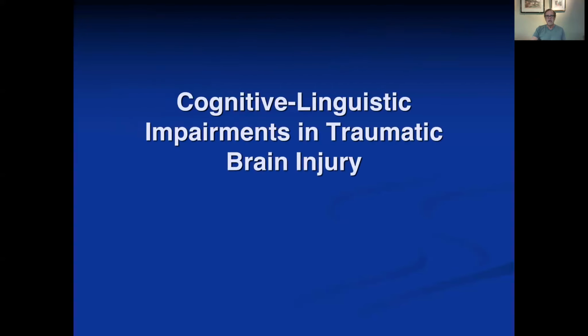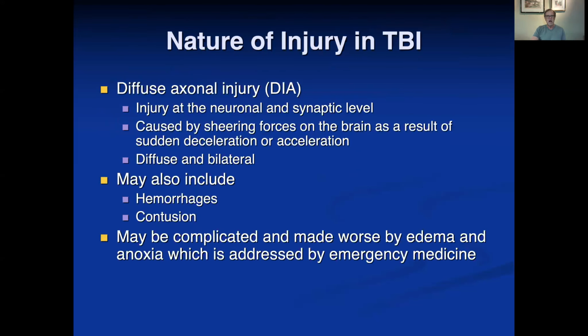All right. Now, last category, cognitive linguistic impairments in traumatic brain injury. We're almost there. The nature of the injury in traumatic brain injury always includes this thing called diffuse axonal injury, or DAI. That is injury at the neuronal and synaptic level. What's it caused by? It's caused by the shearing forces on the brain as a result of sudden deceleration or acceleration. So for example, your head hits the windshield.